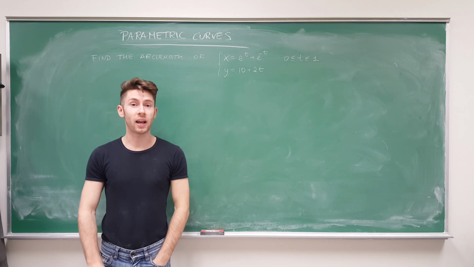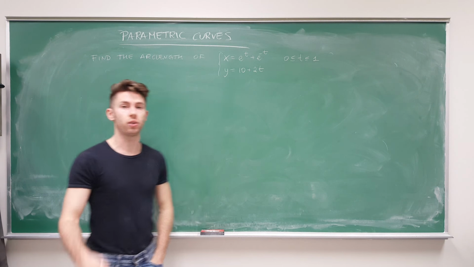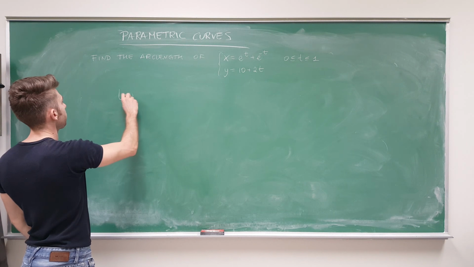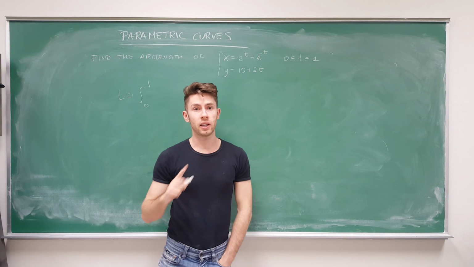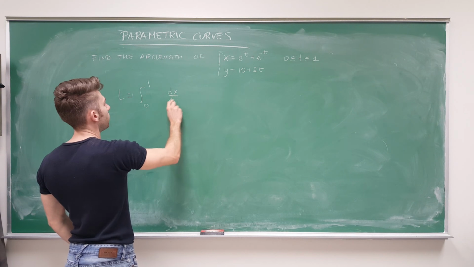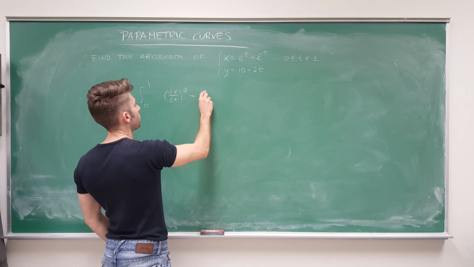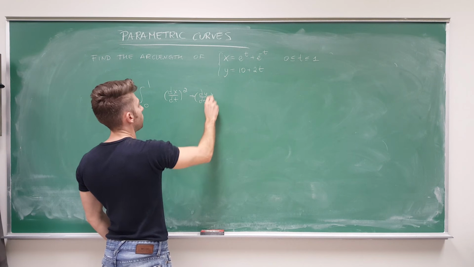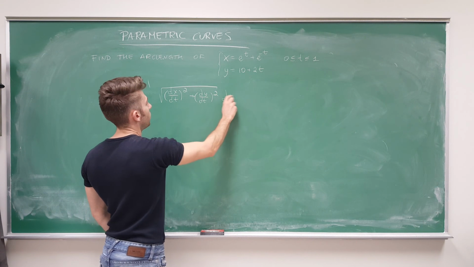So we're asked to compute the arc length of the following parametric curve. So what's the formula for that? That's the integral between the bounds in t, so those are given as 0 and 1, of the square root of (dx/dt) squared plus (dy/dt) squared, dt.